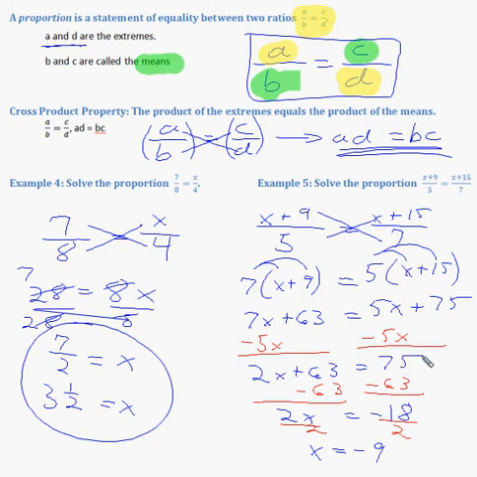And then 75 minus 63 is 12. And that will change our answer also. And 12 divided by 2 is 6. So x is equal to 6. And we could plug that back into our original to check if that's correct.